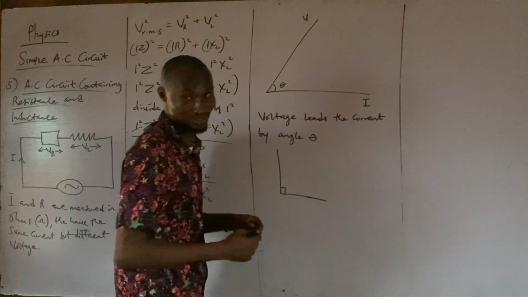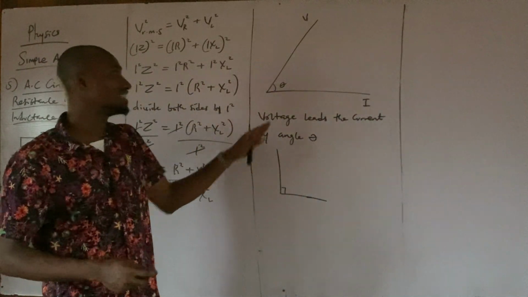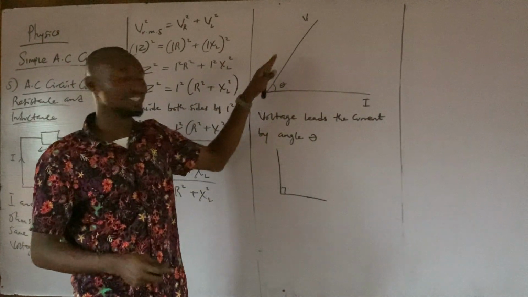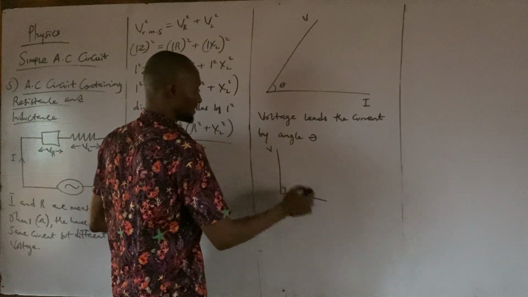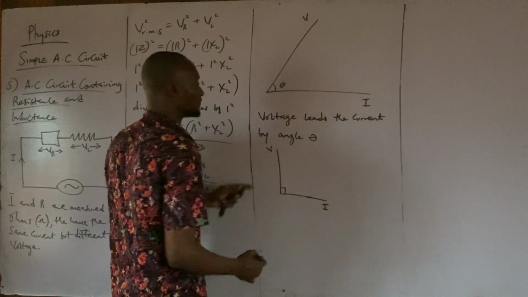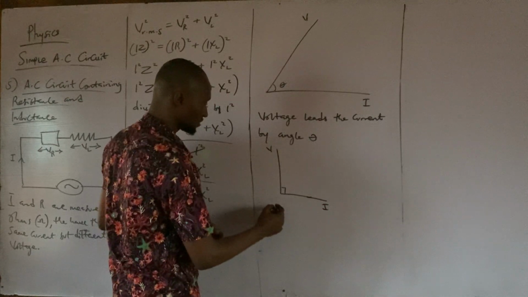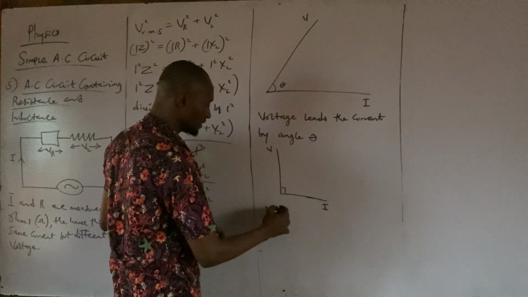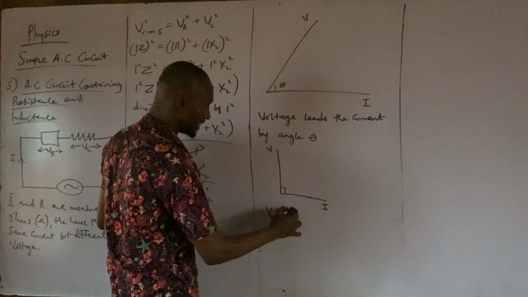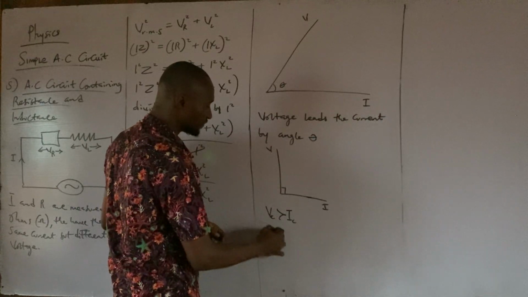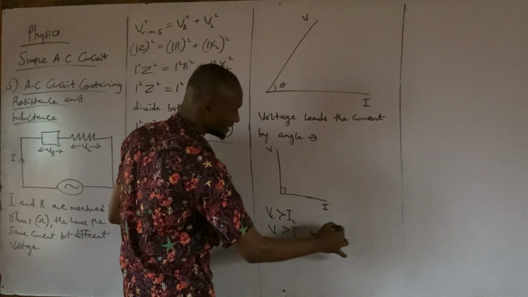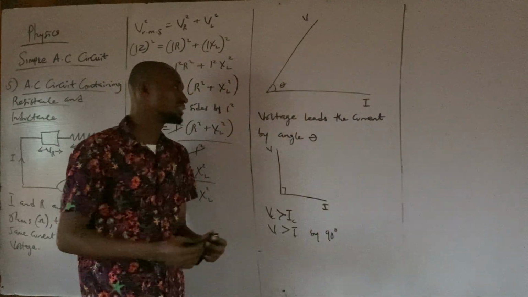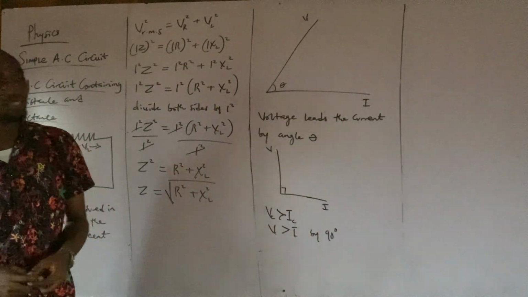So this is not really 90. This one is 90. If it's like this, we also see that voltage leads the current by 90 degrees. You can say VC is greater than IC or whatever. But here, voltage leads the current by angle theta.